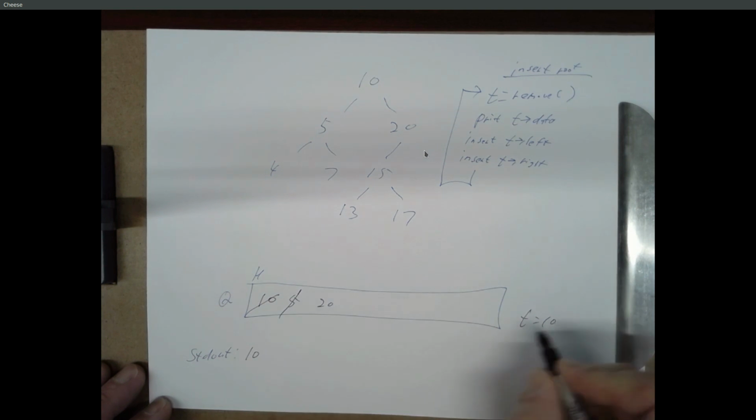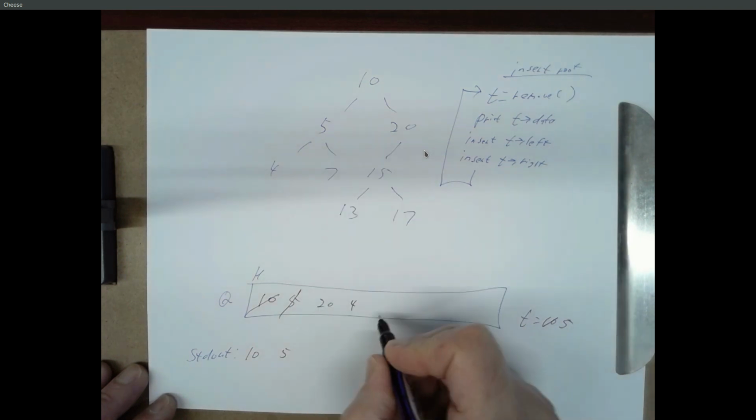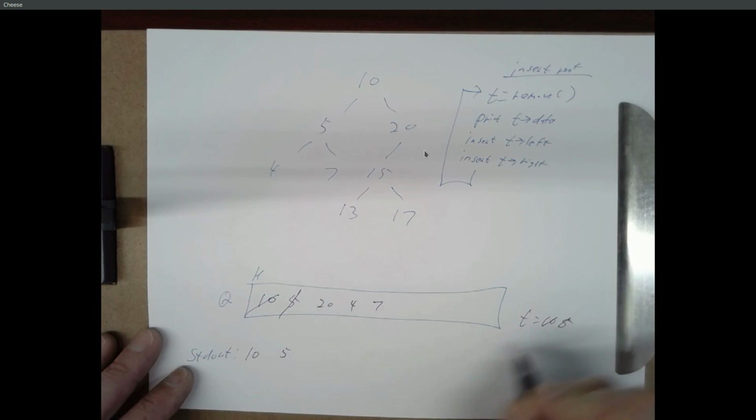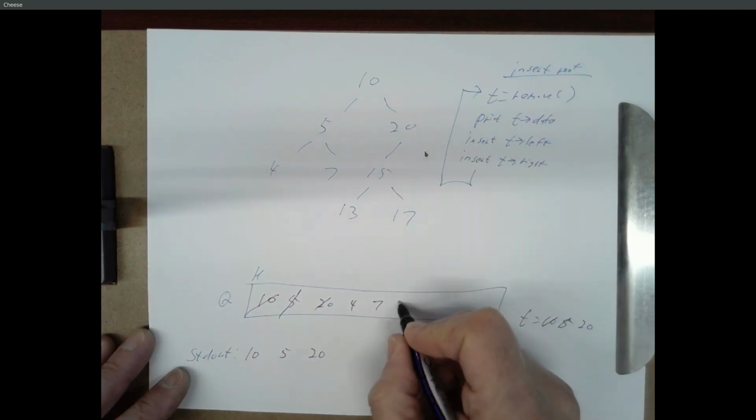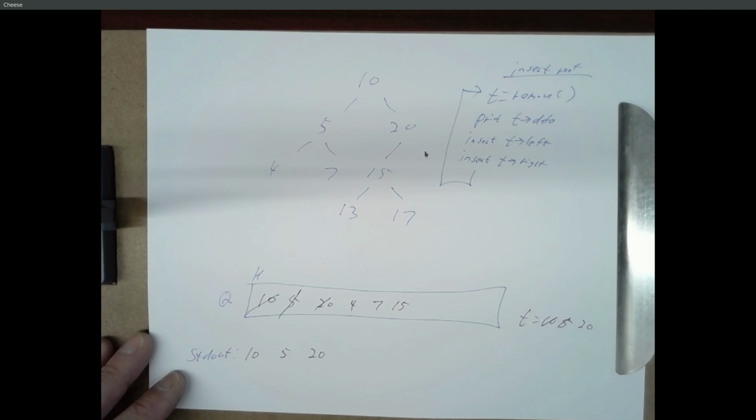So remove the head of the queue, which is 5, so T is 5. Print its data. Insert its left child 4, insert the right child 7, go back to the top of the loop. And we just keep doing this. Remove the head, which is 20, so T is 20, print the data. Insert the left child, which is 15. There is no right child, so we don't insert anything there.